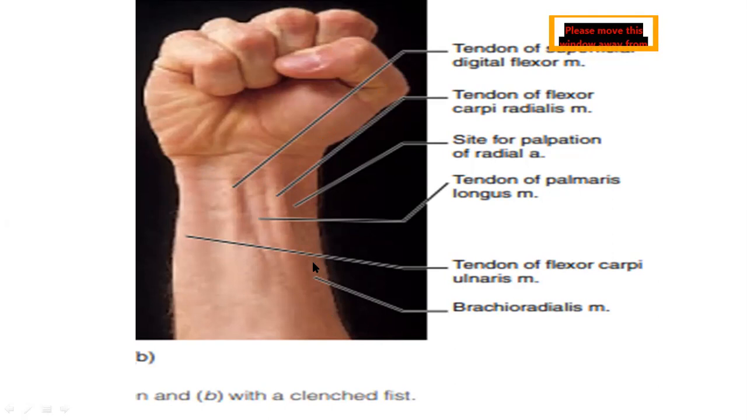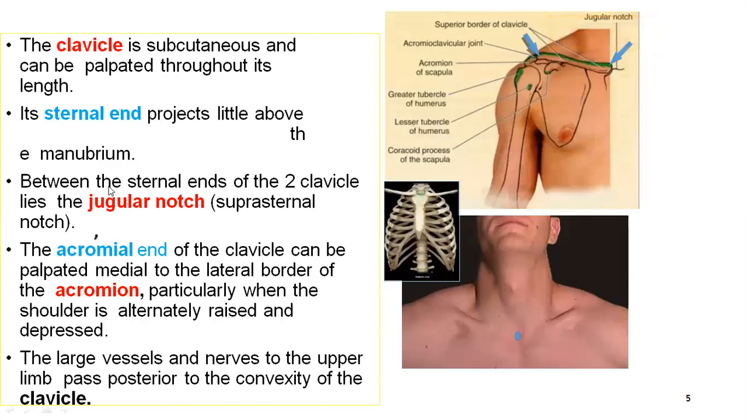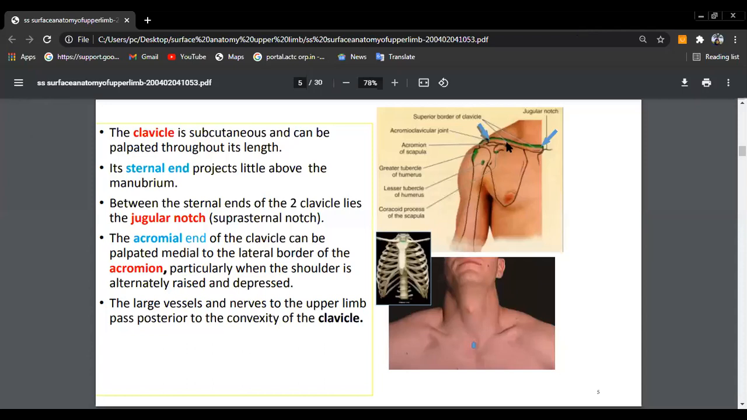Then towards the little finger, we have the tendon of flexor carpi ulnaris. More laterally, we have the brachioradialis muscle. Okay, so let us continue. Now you can see here in this picture.